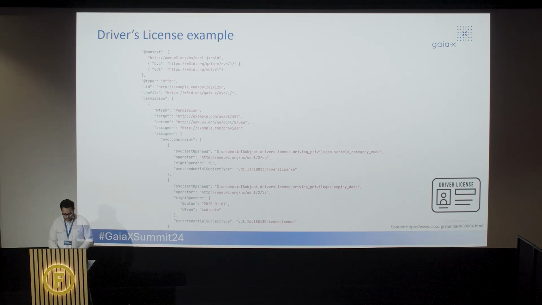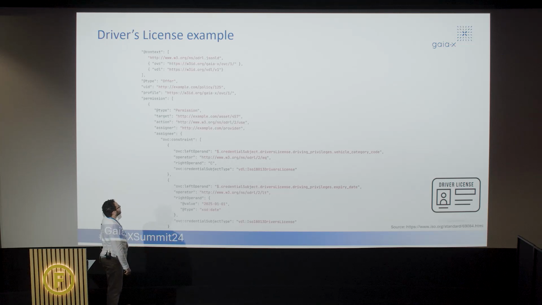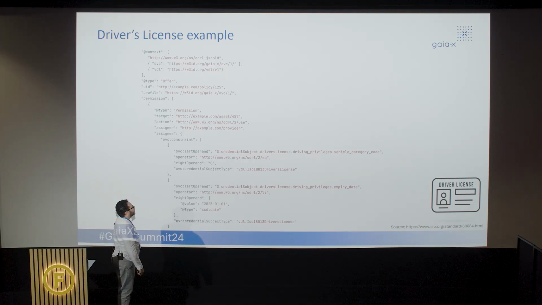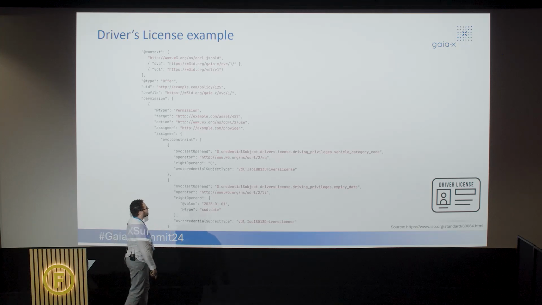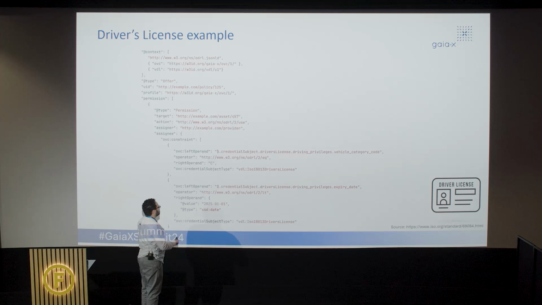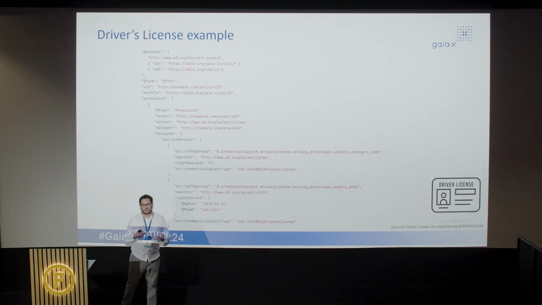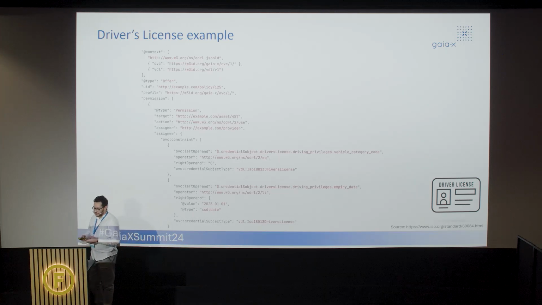So here I took the driver license example from ISO, and you can see a bit more complex ODRL policy in which you have a permission with an asset, for example 456, and the action is use. The assigner is the provider, and the assignee, the one for whom the policy applies, must have two constraints. So you need to have these two left operands. The left operand is what we want to evaluate in the actual verifiable credentials, the attribute.